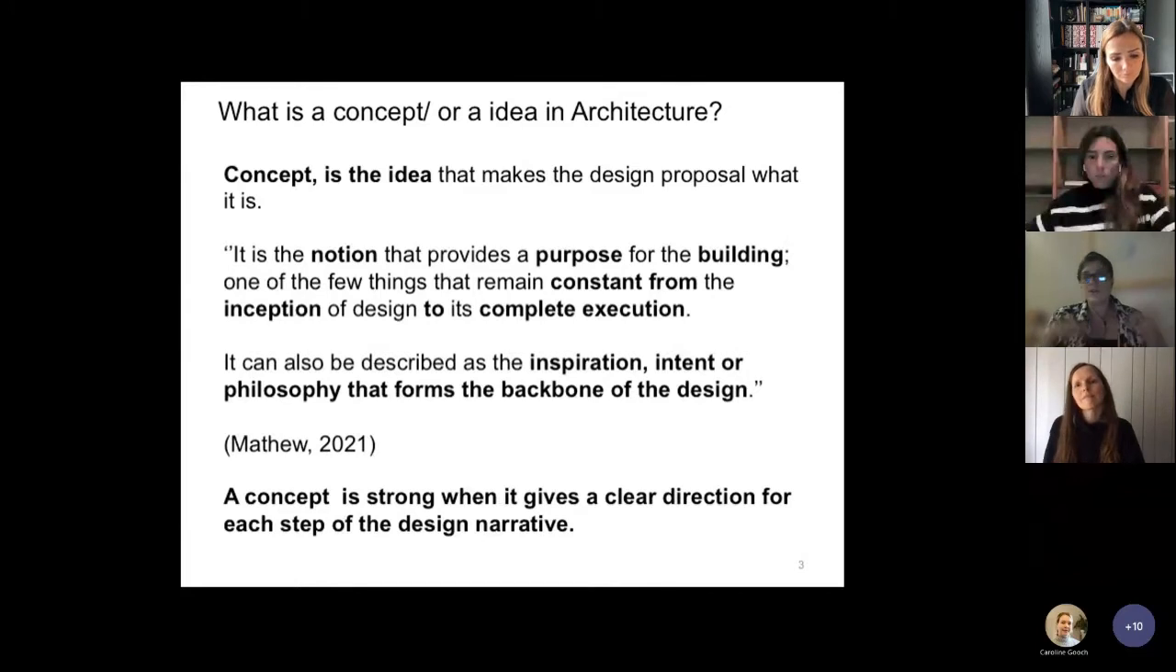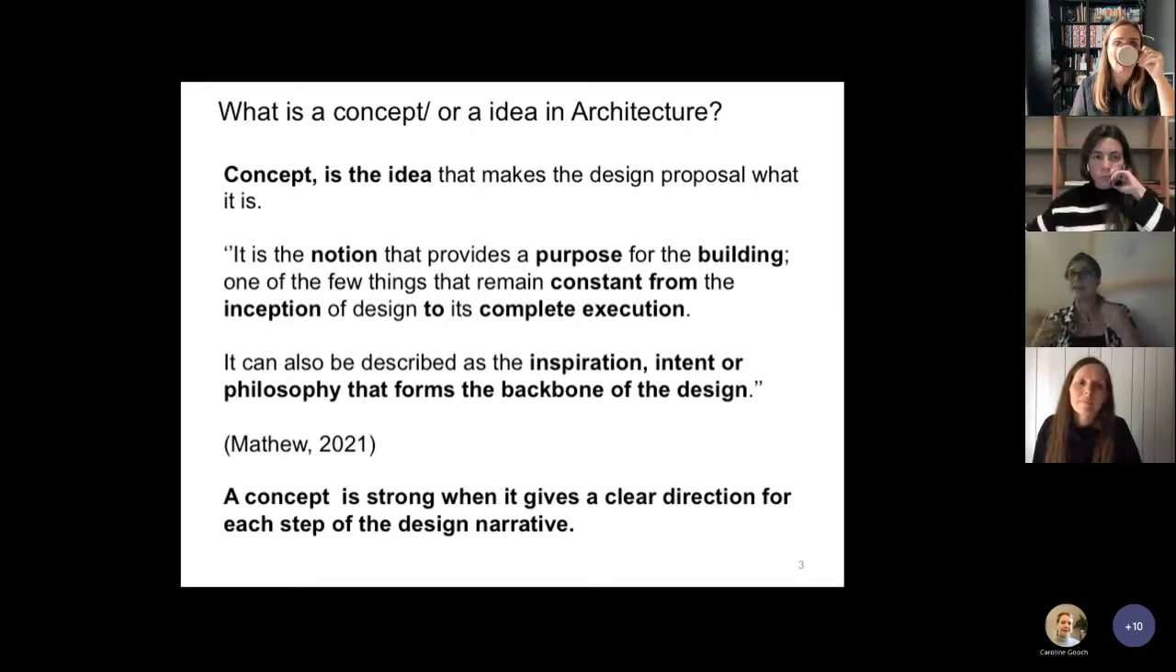So a couple of quotes that I found on what this concept or idea is. It's what makes the design proposal what it is, and the notion that provides a purpose for our design proposal. And what's important is that it remains constant. It needs to develop but remain there in some form right from the beginning, right from when we observe this or when we visit the site, all the way through to our final drawings. And it can also be described as the inspiration, intent or philosophy that actually comes to form the backbone of our design work.